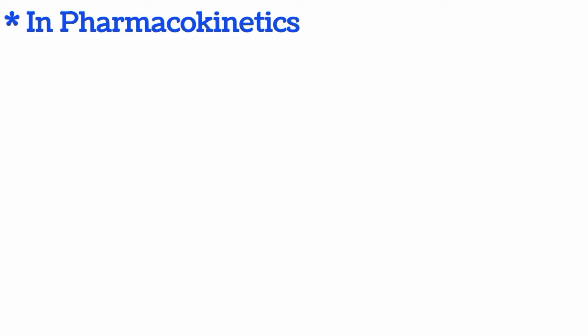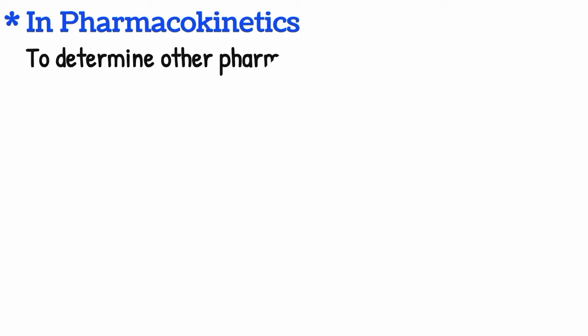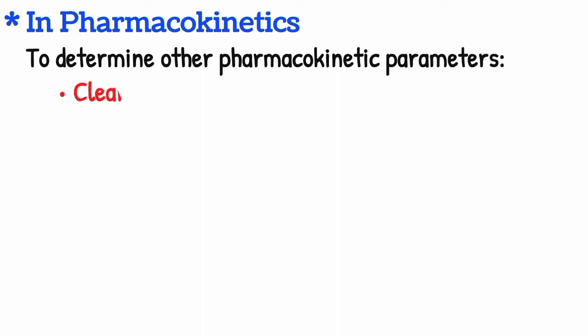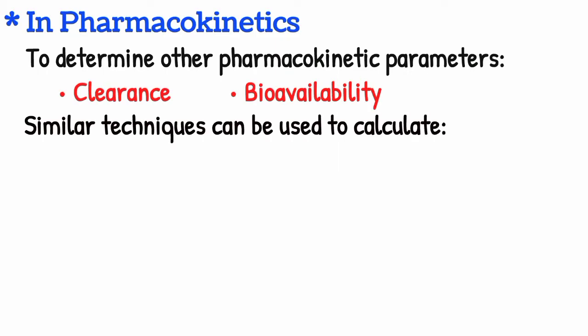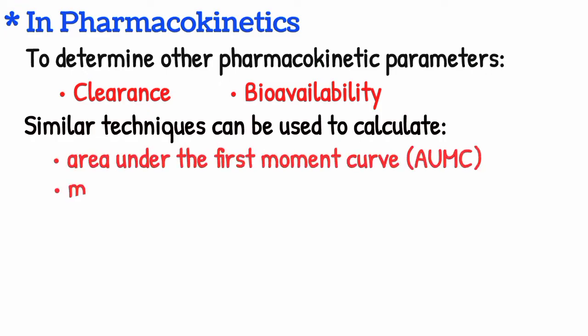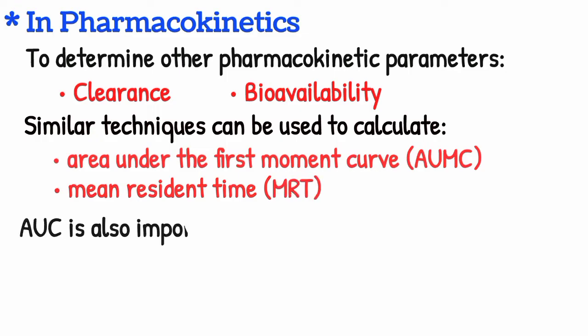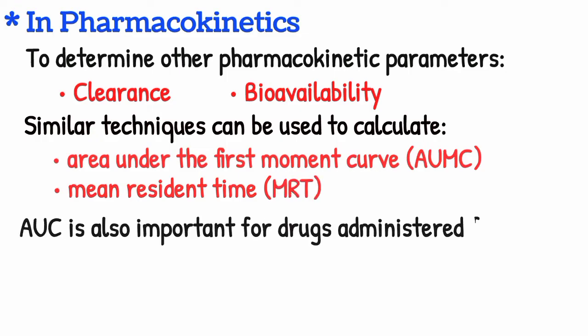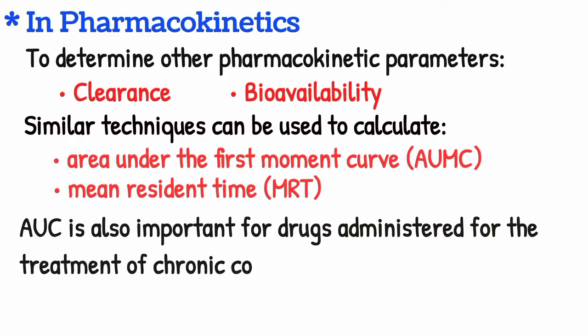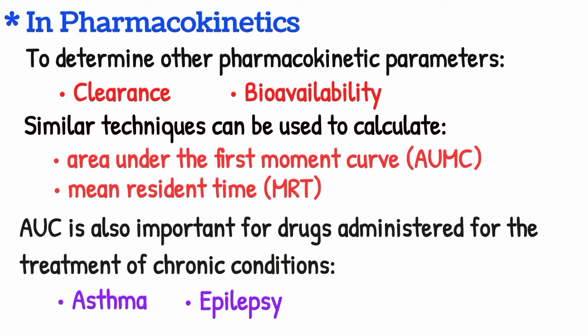In pharmacokinetics, drug AUC values can be used to determine other pharmacokinetic parameters, such as clearance or bioavailability. Similar techniques can be used to calculate area under the first moment curve or AUMC and thus mean residence time. Area under the curve is also important for drugs that are administered repetitively for the treatment of chronic conditions like asthma or epilepsy.